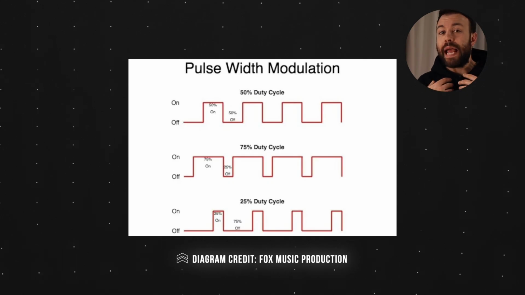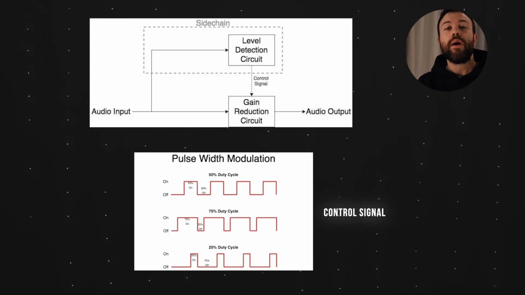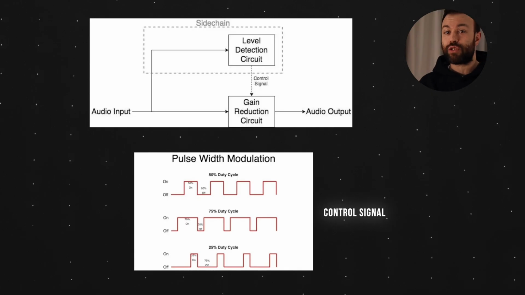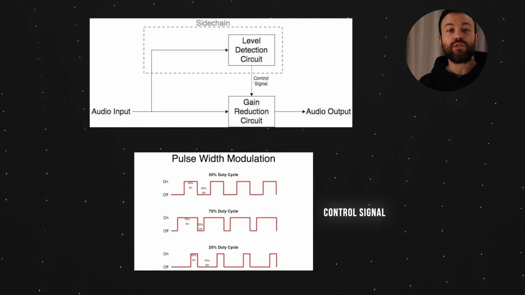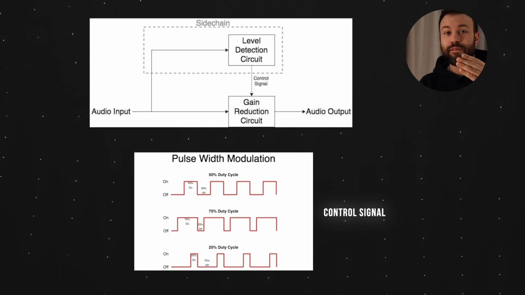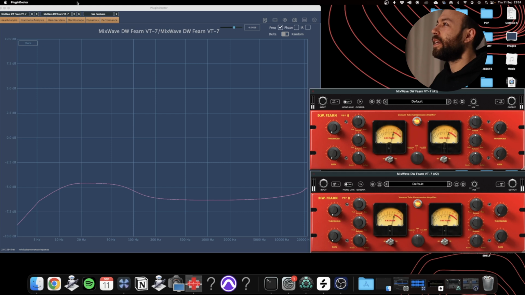So, in a compressor, the gain reduction circuit is controlled by the PWM duty cycles. As the signal exceeds the threshold, these duty cycles become shorter and shorter. And what that will do is bring down the average voltage of the signal, creating a compression style circuit. So here's the unit, and here's some interesting little things I found to get started with.